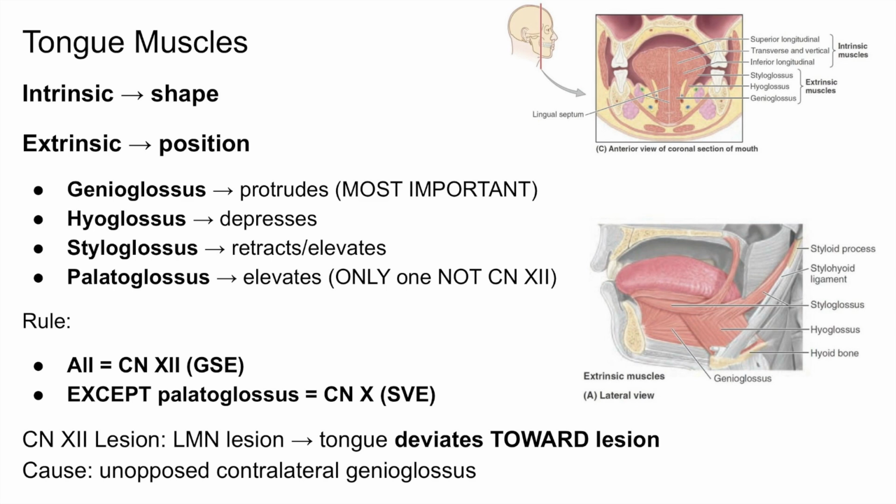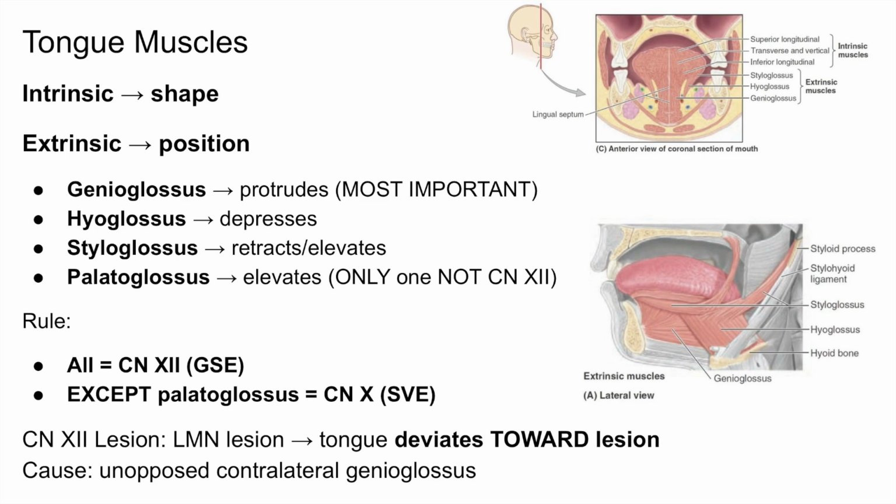But more importantly, it's the only one that does not follow the hypoglossal rule. So the highest yield thing to take away from this is innervation here, all right? All the tongue muscles are going to be hypoglossal muscles except for palatoglossus. Palatoglossus is cranial nerve 10, which is vagus, right? So if you remember anything else, just remember that exception.